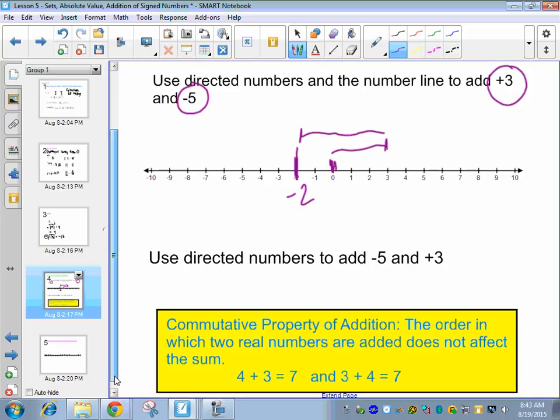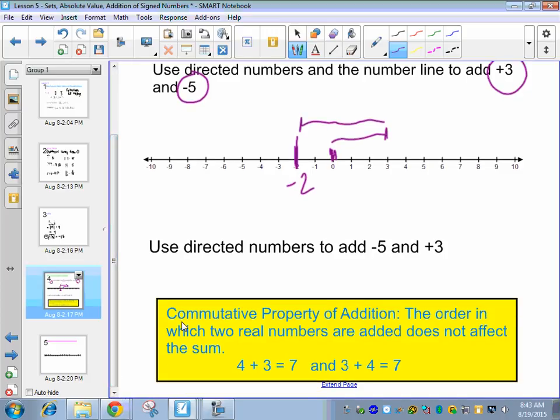So the commutative property, if anything is commutative, this word right here, you guys are going to want to write this in your notes, and I just wrote right over it so you can't see it. Don't worry. Okay, commutative property of addition. The order in which two real numbers are added doesn't affect the sum. So if I took 4 plus 3, it's going to give me 7, right? And if I took 3 plus 4, I'm also going to get 7.